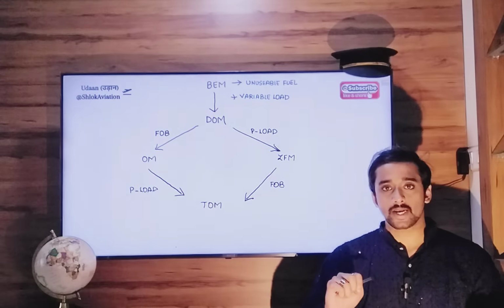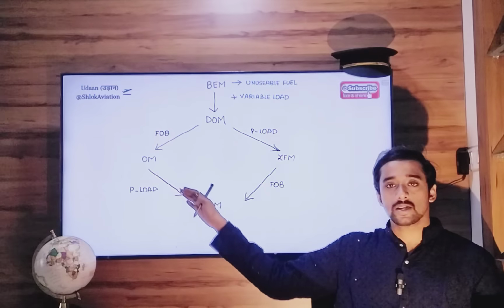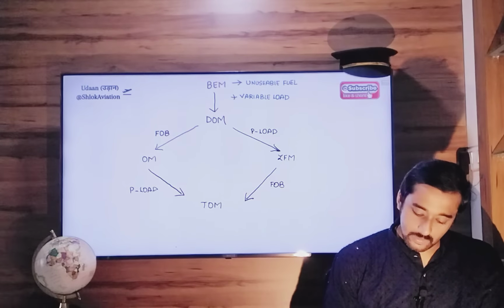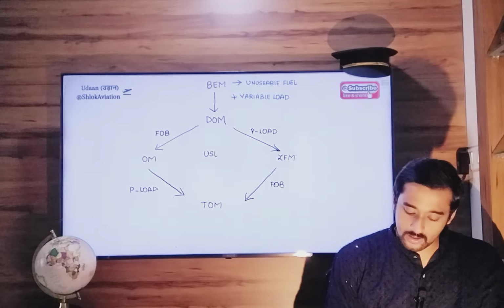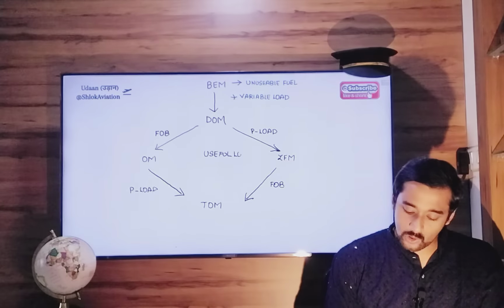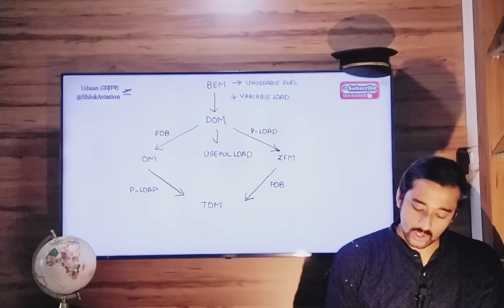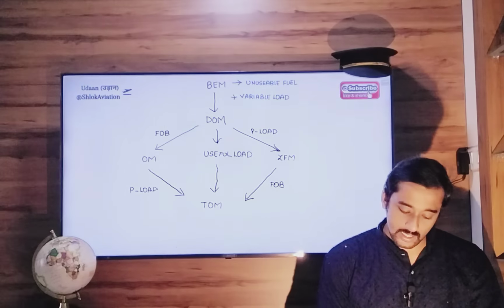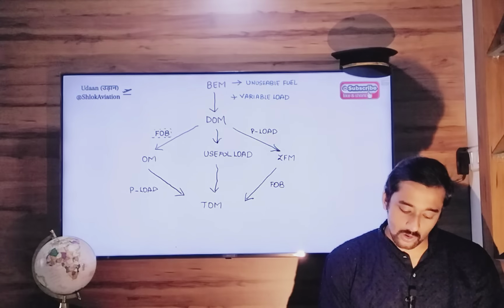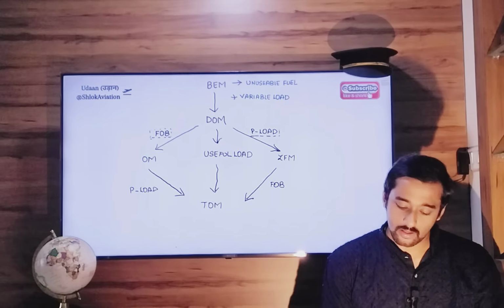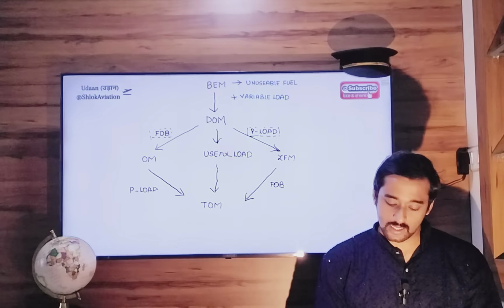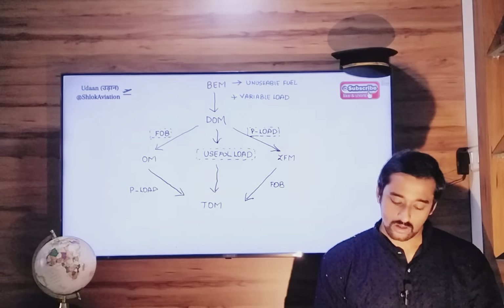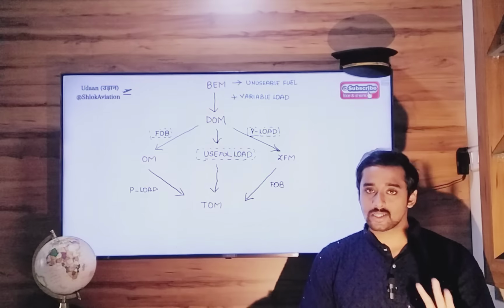Next, operating mass plus payload gives you takeoff mass, and zero fuel mass plus fuel on board or takeoff fuel gives you takeoff mass. So there are two ways to get takeoff mass. Either follow this route or follow the second route. You can follow the third route where DOM plus useful load is your takeoff mass. Now what is useful load? Useful load is nothing but fuel on board, takeoff fuel, plus payload. So there are three ways to get your takeoff mass.